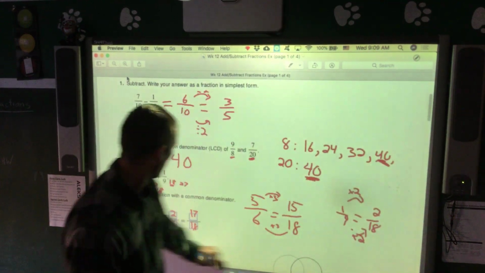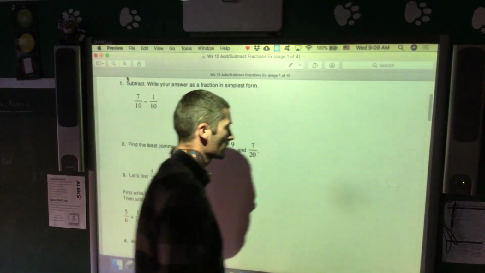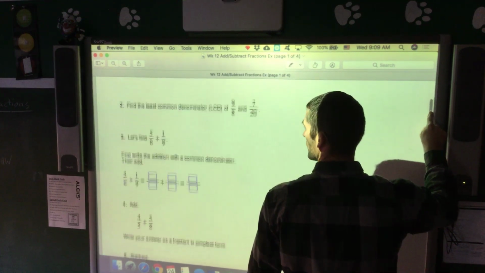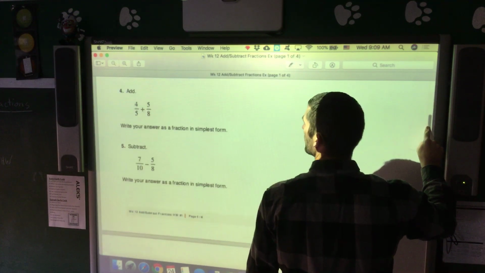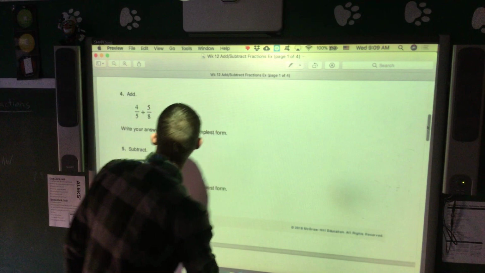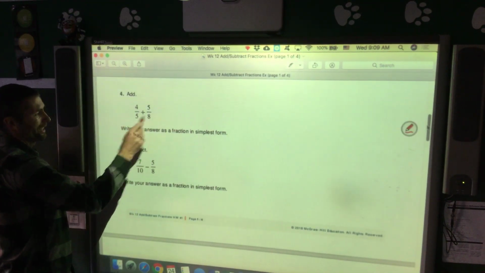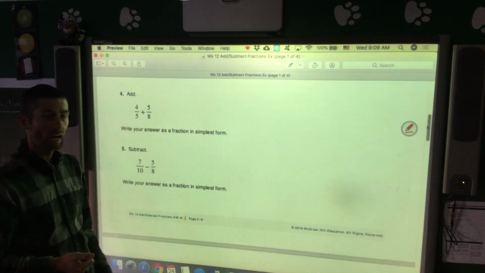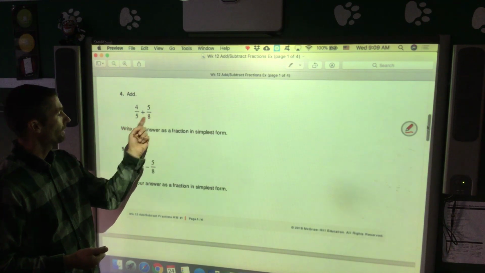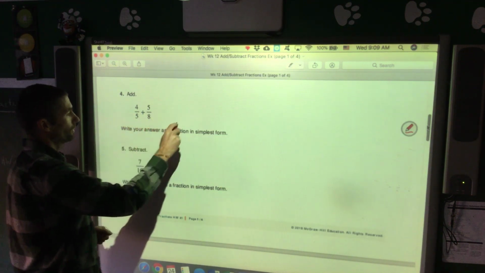Question 4. We need to add two numbers that do not have common denominators. Unlike denominators, my denominators are 5 and 8. So again, the quickest common would be 5 times 8 is 40. So let's just change them both to 40.